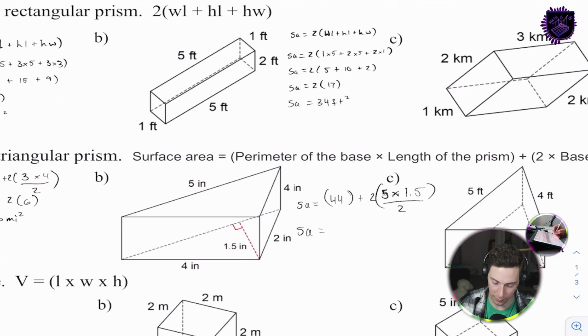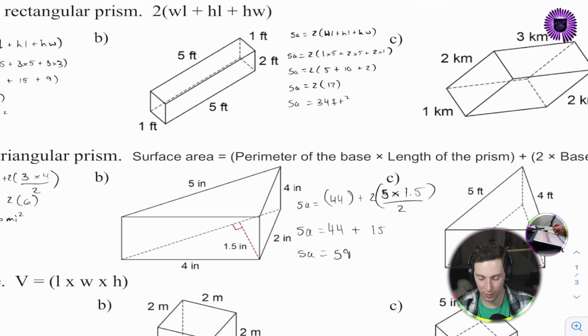Surface area is equal to 44 plus 15. Surface area is equal to 59. 5 times 1.5. I feel like that's... Oh, divided by 2. 7.5. Ugh. Missing a step here.